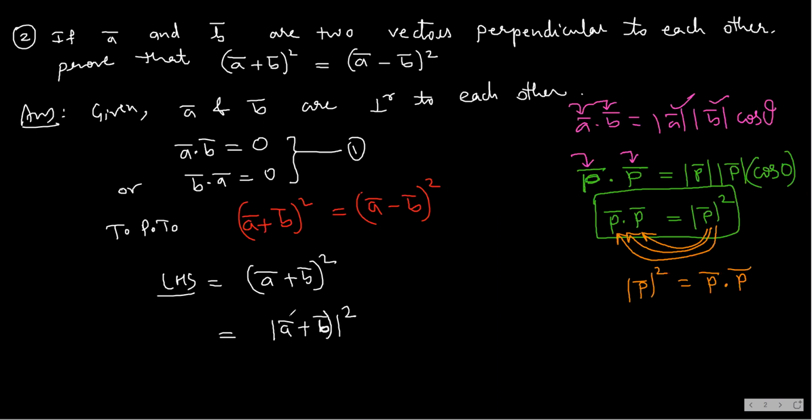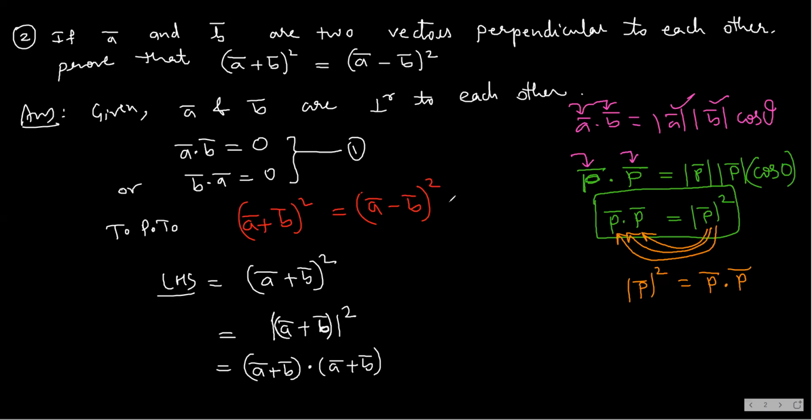So if I have a bar plus b bar, you got what I'm trying to say? Here I have mod of a bar plus b bar square. So what can I write? I can write a bar plus b bar dot a bar plus b bar.